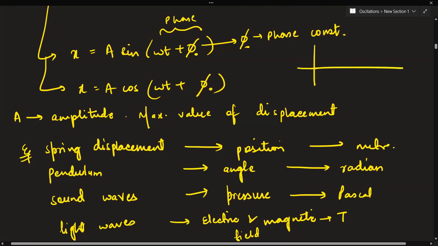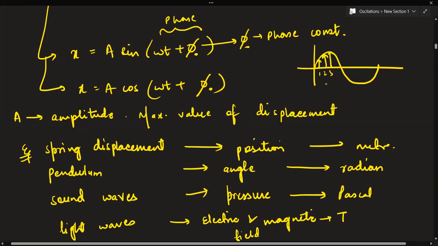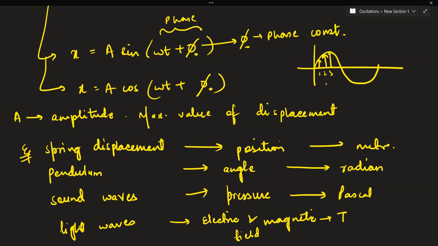Like if this is a wave, the particle has reached this point also, and this point also, and this point also. 1, 2, 3. Tell me, from 1 to 3, which particle has covered the maximum distance? 3. So we say this is the amplitude of the displacement. The maximum value of displacement from the mean position is known as the amplitude.